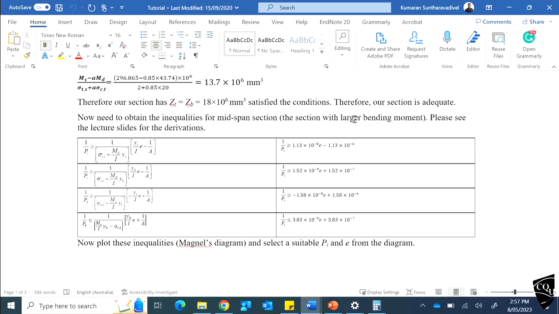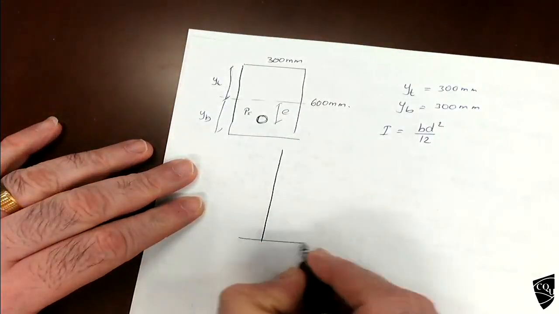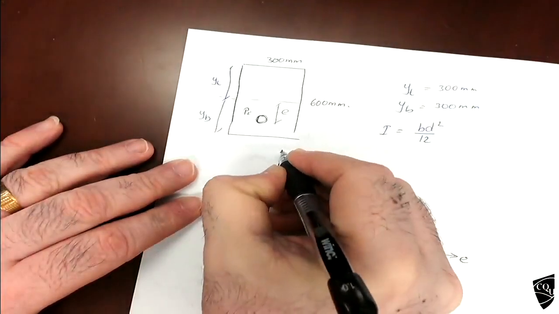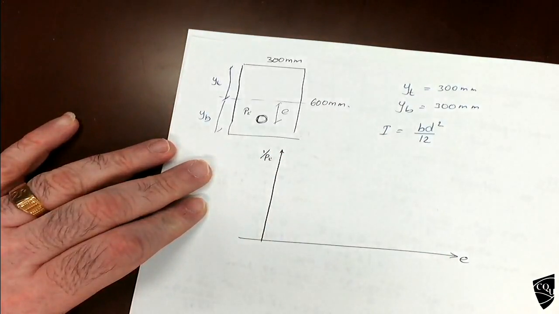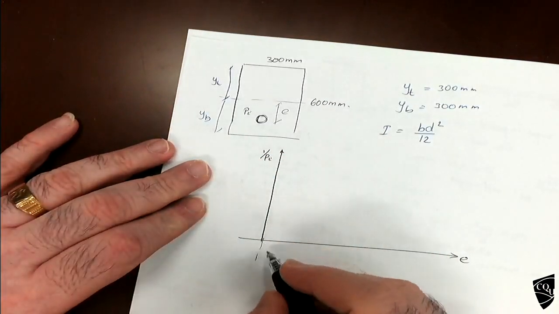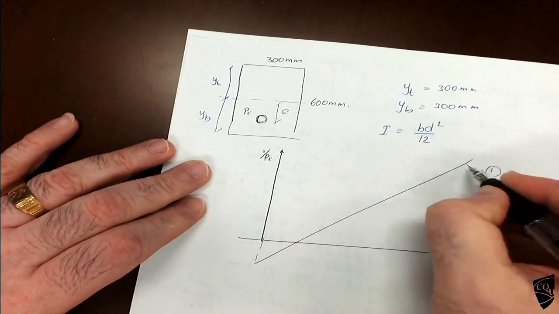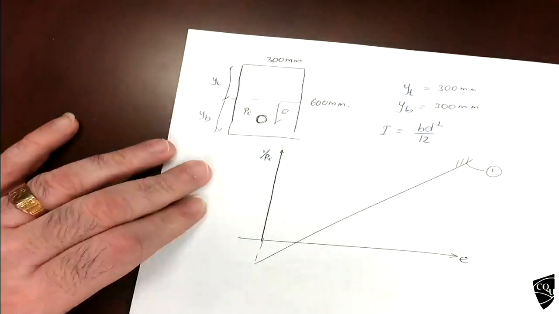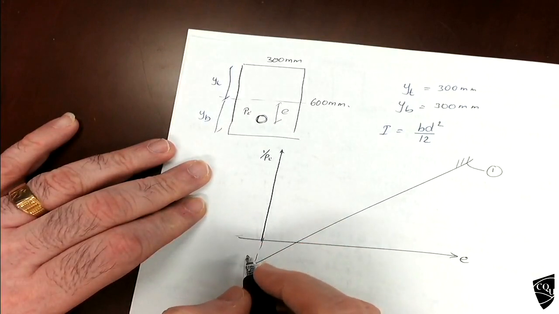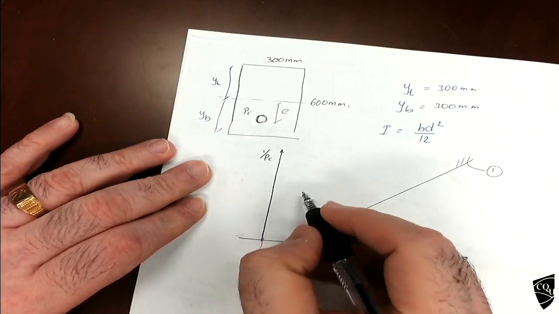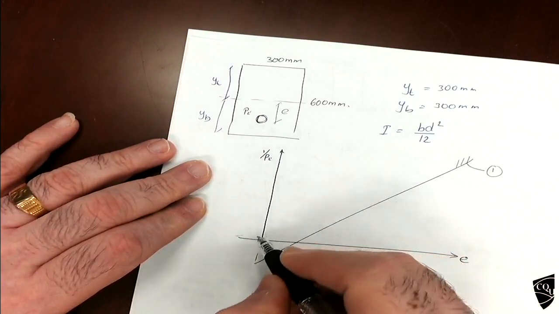So you will draw something like this: E versus 1 upon Pi. So the first line, if you draw it, will go like that. It is the first one, so it is above the line. The second one will go this way.